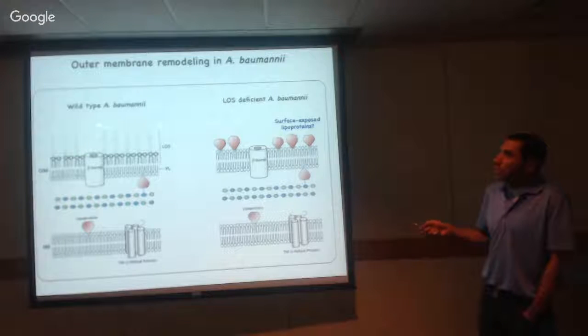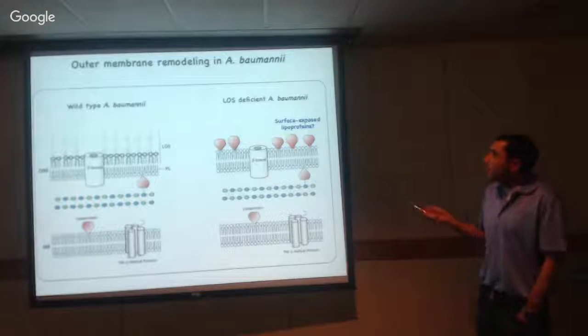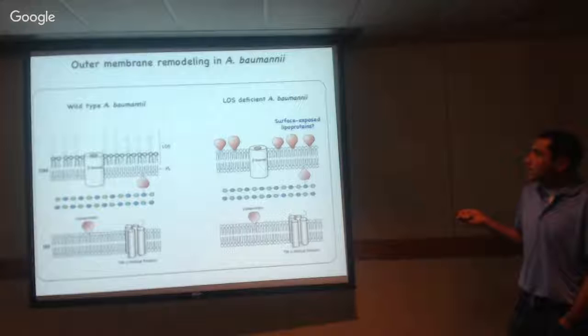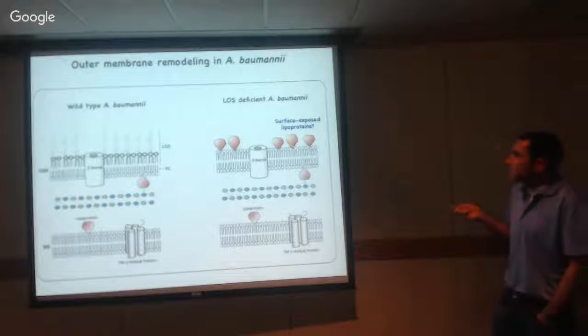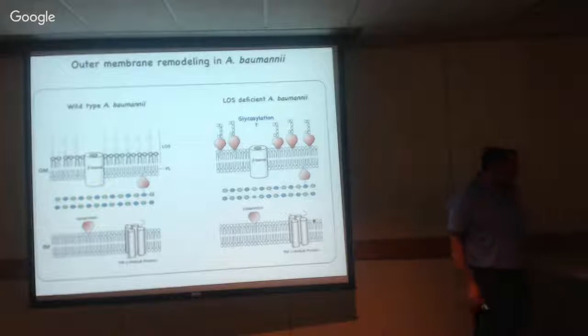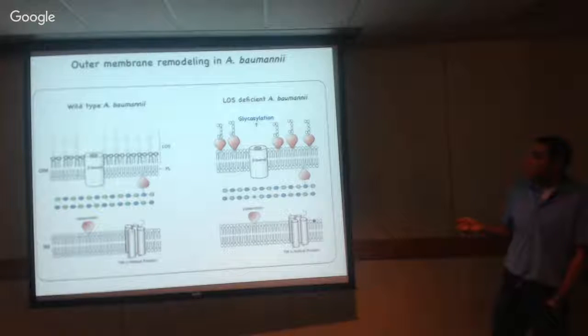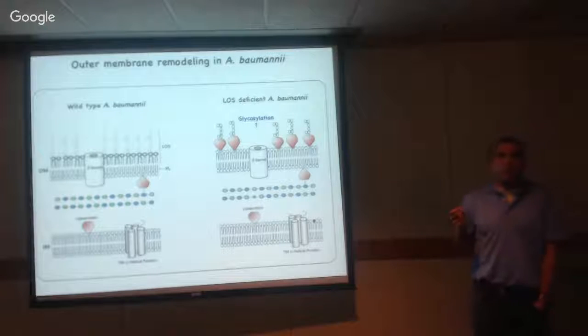So this is our model. In wild-type cells, they produce LOS in their outer membrane, but in the LOS-deficient Acinetobacter, we think there's probably a mixture of phospholipids and there are many surface-exposed lipoproteins. So I've been working on this a little bit more, and what we have also found is that glycosylation seems to be important for survival of cells without LOS.